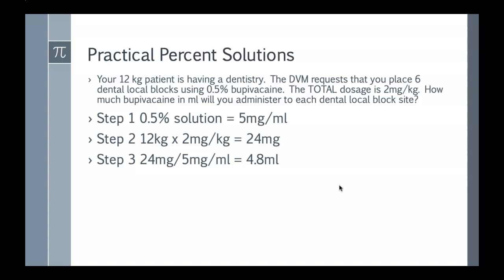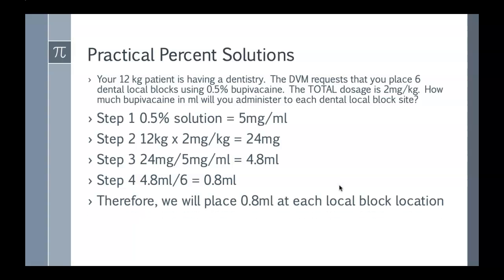Now we know that we need to divide this into each dental block location, and we have 6 dental block locations. So step 4 is we're going to take 4.8 divided by 6 locations, and that gives us 0.8 mils. So we can draw up 0.8 mils per each dental block location.